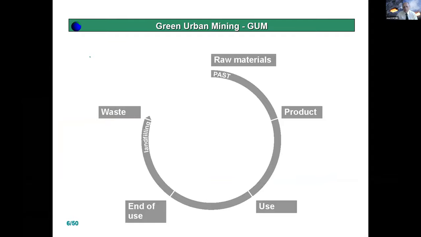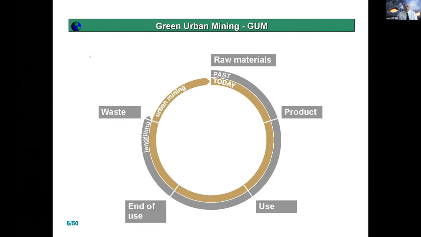So the idea about green urban mining is connected with this slide. You can see the circle, but this circle in past time was not completed. That means that from the environment, we get raw materials, make a product from these raw materials, then this product is being used and after use being landfilled or deposited into the environment. So this can be the past time. The idea of green urban mining today is the closing of this circle.